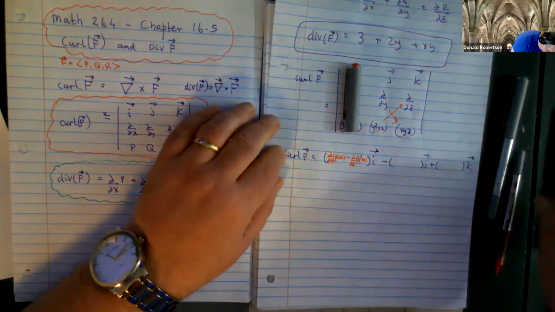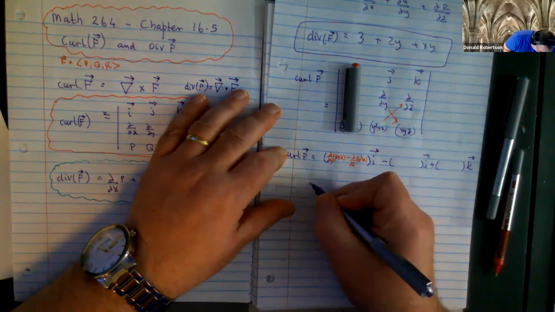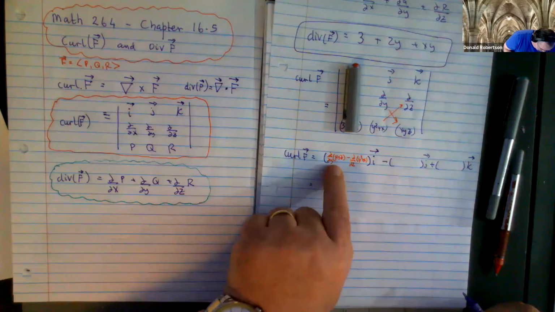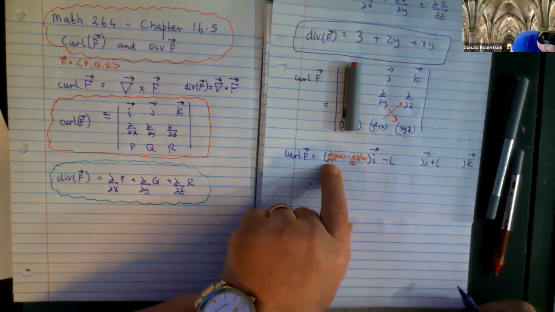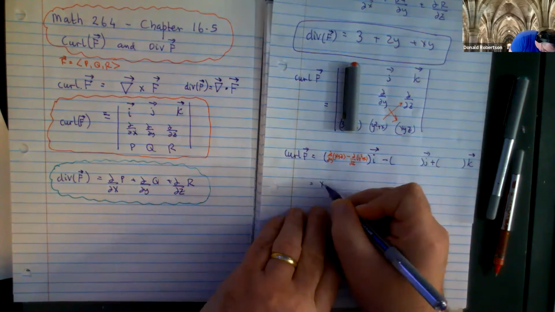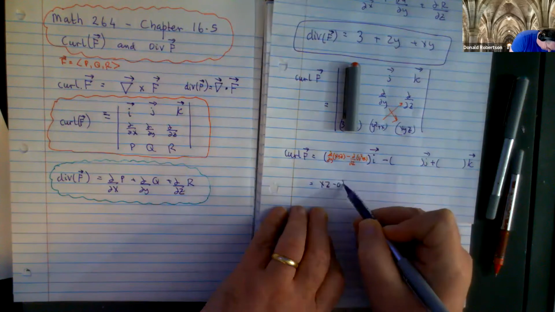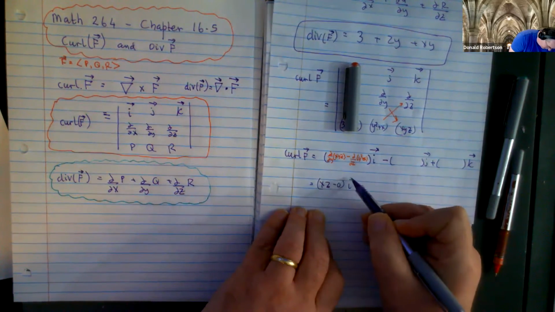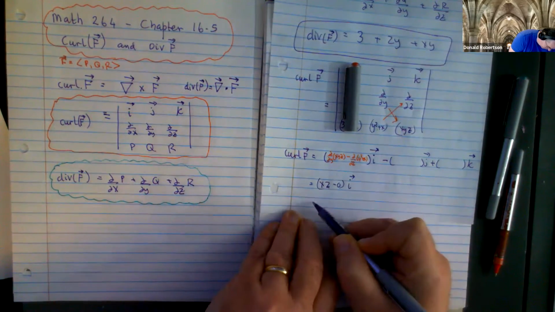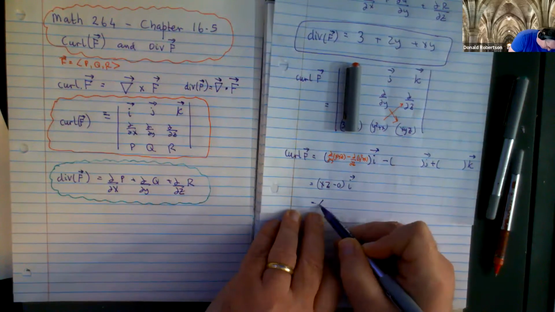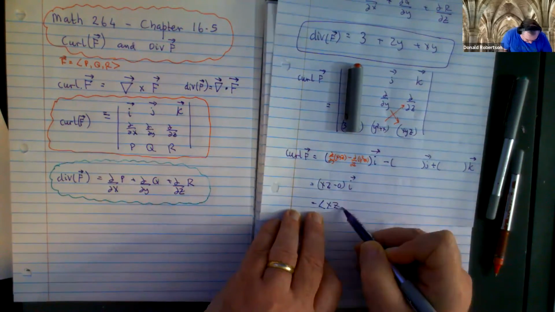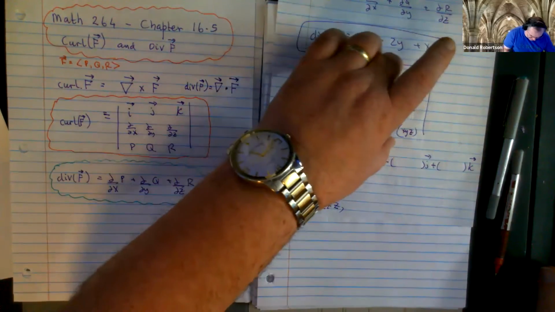So let's see what that gets us. If you do the partial derivative of xyz with respect to y, you get xz. If you do the partial derivative of this with respect to z, you get 0. And that just becomes xz.